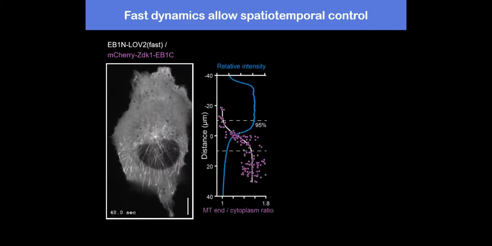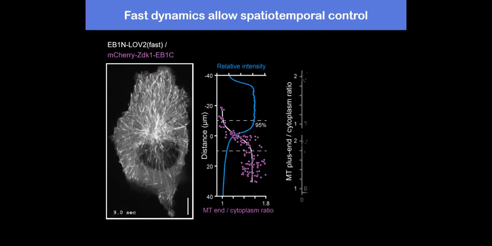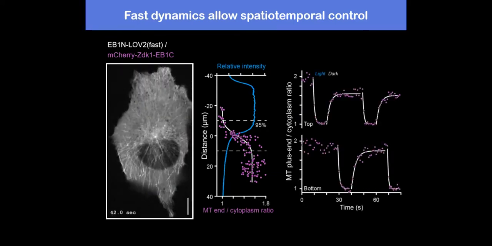With this graph showing the blue light illumination profile and relative EB1C plus end association when the top half of the cell is exposed to blue light, and this graph showing on and off switching of EB1C plus end binding in the two alternating regions over time.